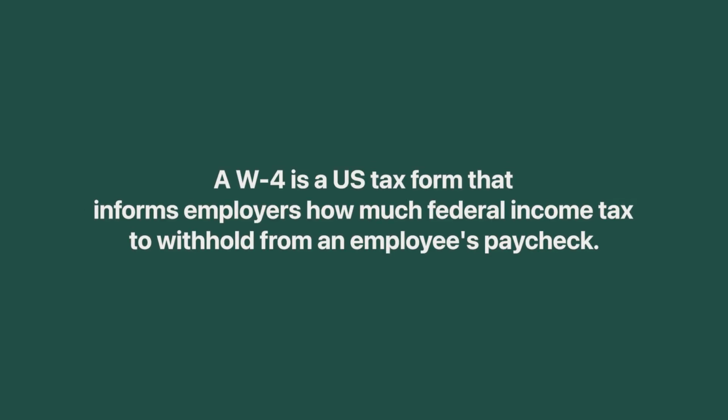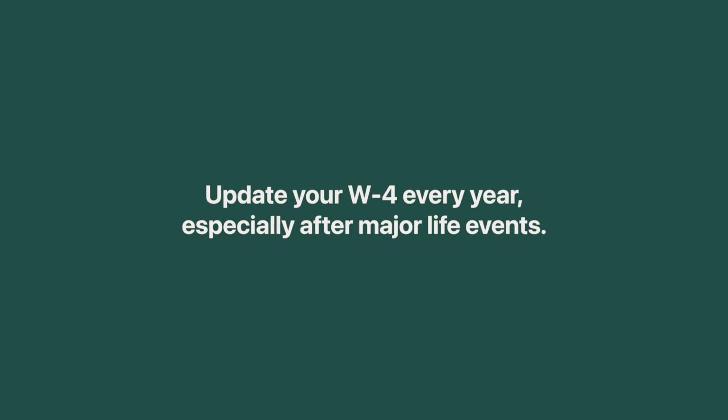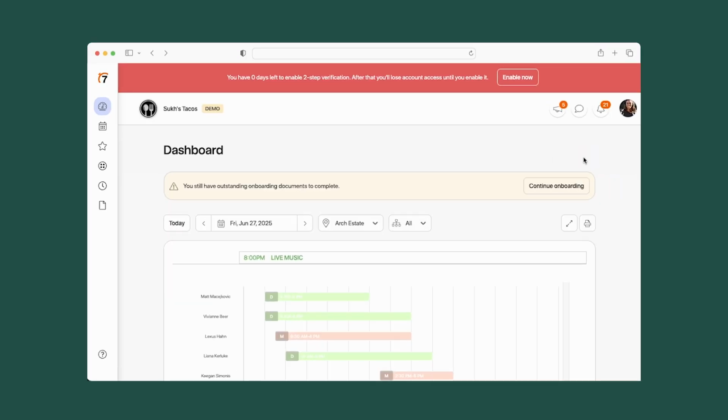A W-4 is a US tax form that informs employers how much federal income tax to withhold from an employee's paycheck. It's important to update your W-4 tax form every year, especially after major life events like marriage, income changes, or having children. You can resubmit your W-4 in the 7shifts web app.